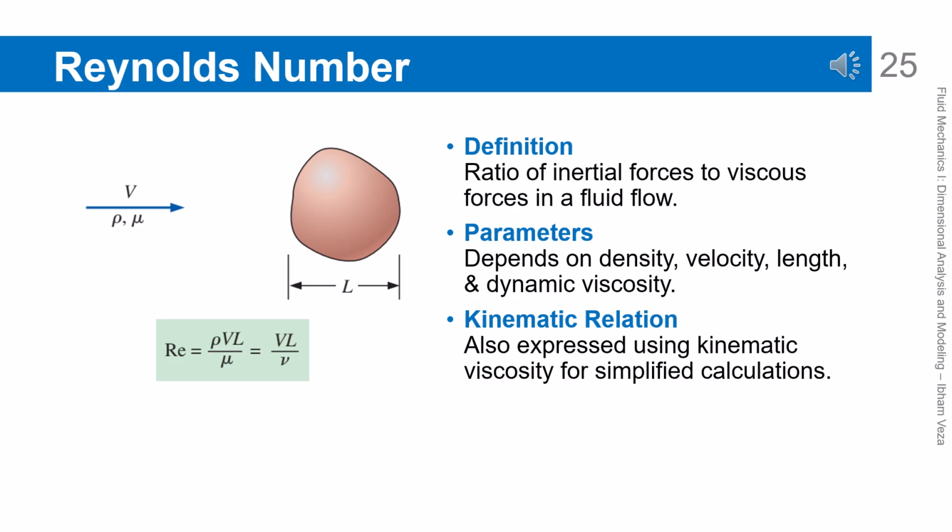Reynolds number. The Reynolds number is defined as the ratio of inertial forces to viscous forces in a fluid flow. Its value depends on density, velocity, characteristic length, and dynamic viscosity of the fluid. This number can also be written using kinematic viscosity in a simpler form. The Reynolds number is used to classify flow types, such as laminar or turbulent. In modeling, matching the Reynolds number is often an important requirement for dynamic similarity.